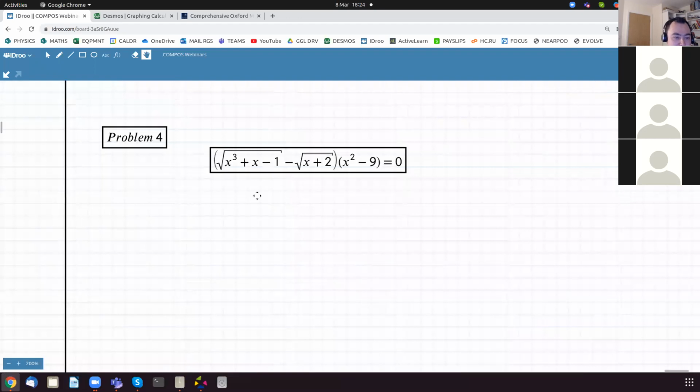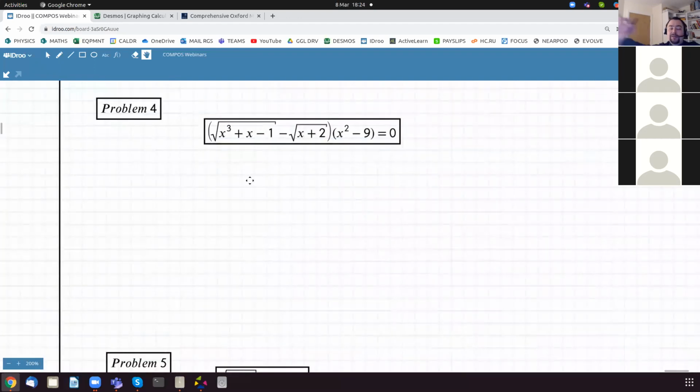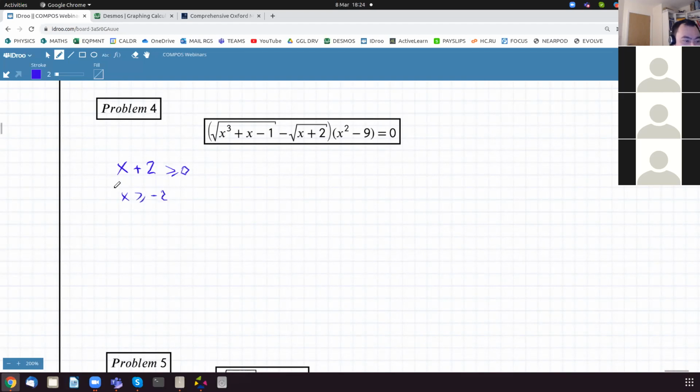Okay, so this is another one. Now here you have a square root. Whenever you have a square root, you have to put limitations on what's under the square root. The number under the square root cannot be negative. So before we do anything, we write x plus 2 is greater or equal to 0. So x has to be greater or equal to negative 2. Whatever answer you get cannot be less than negative 2.